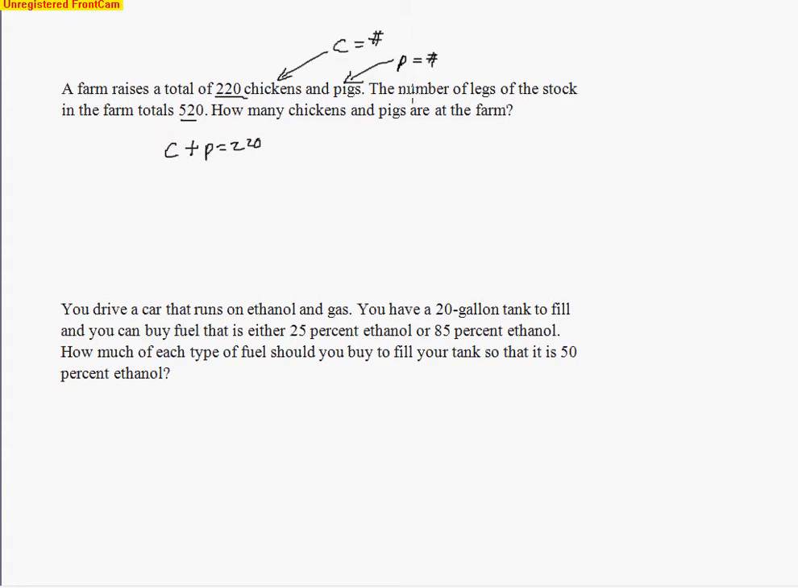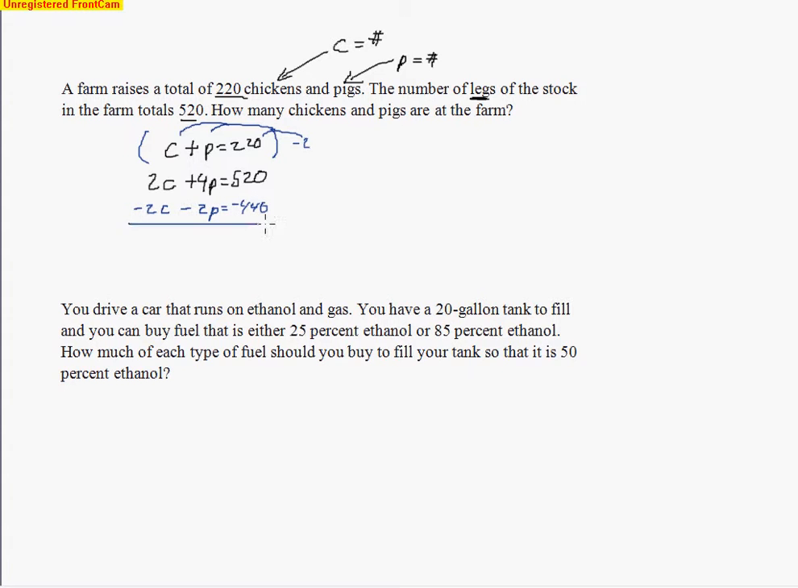But then it talks about legs. So we have to know something about the legs of a chicken. There are 2 legs on a chicken and 4 legs on a pig, and there is a total of 520 legs. Now we've got our two equations, we can go ahead and solve. Elimination works really well with this problem. I'm going to multiply by negative 2, because they want to know how many chickens and pigs. It's just easier multiplying by negative 2 rather than negative 4. So I'll go ahead and do that, and I end up with this.